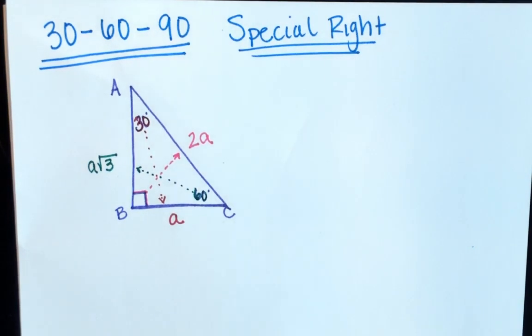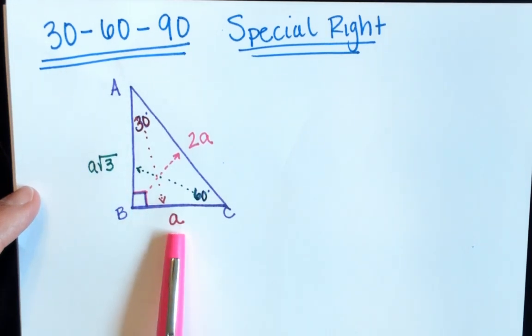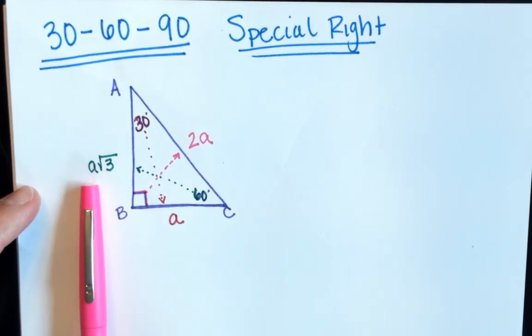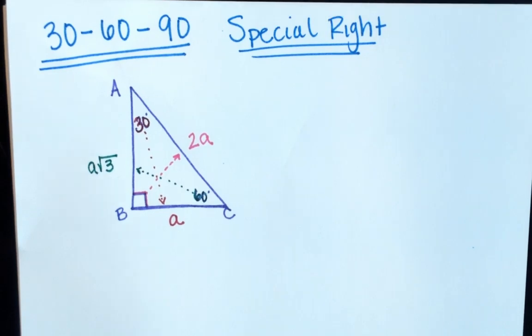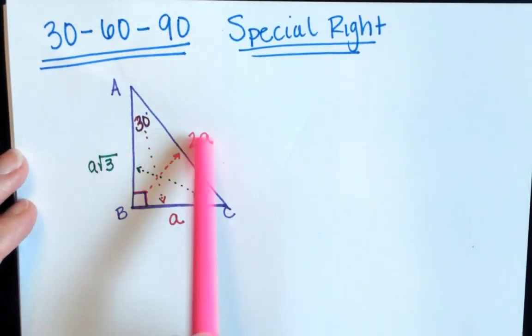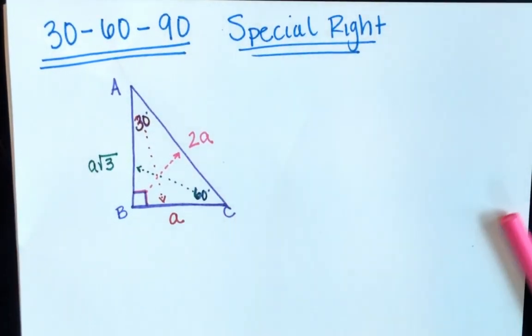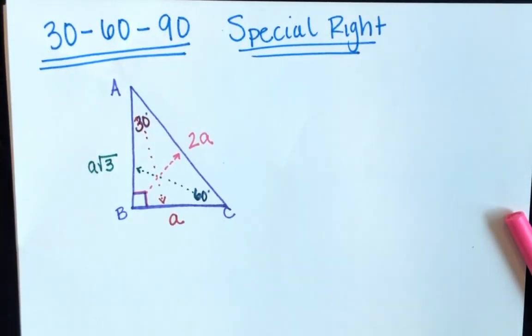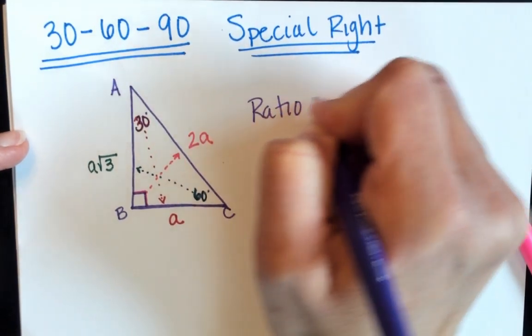So our formula this time is different. We have a different radical that comes into play. And now we have 1A, radical 3A, 2A. It's scalene, so all three sides should be different because all three angles are different. And we talk about the ratio of our sides, just like we did with our isosceles.